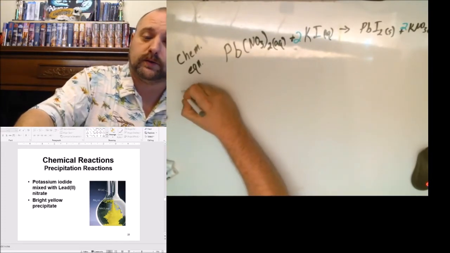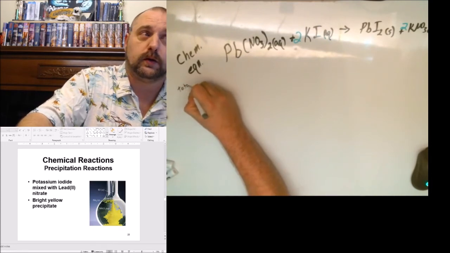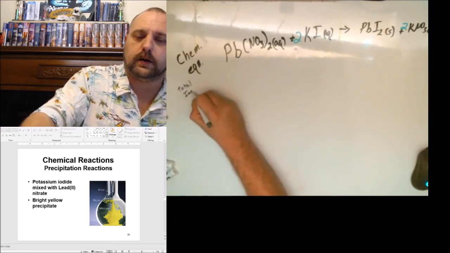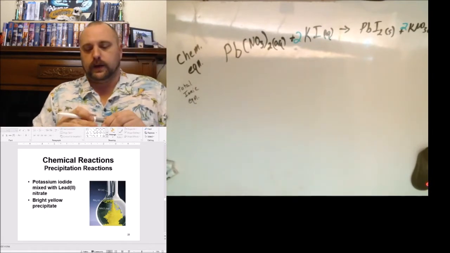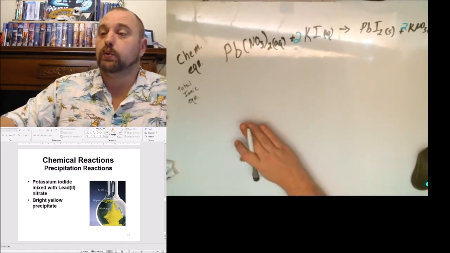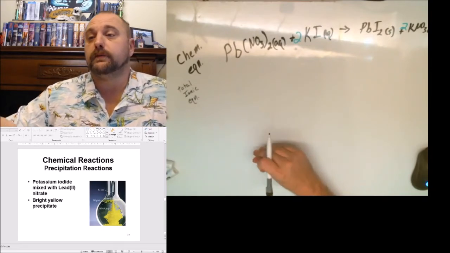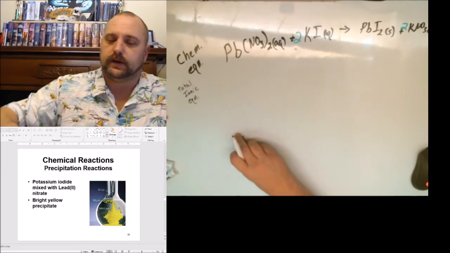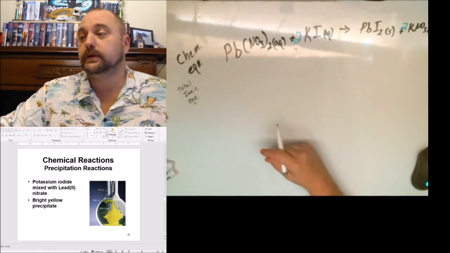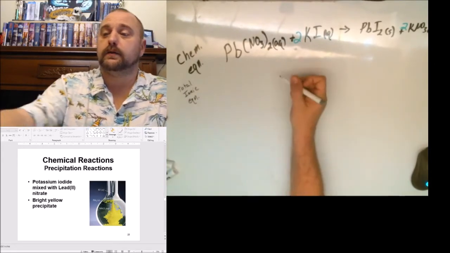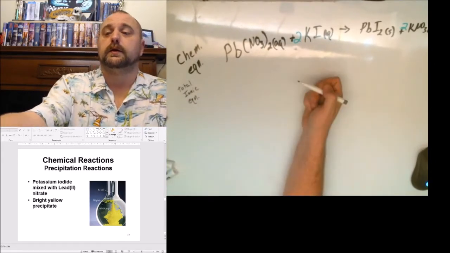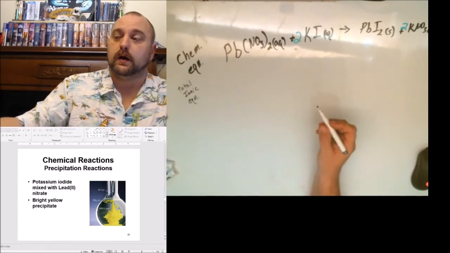So the next thing we do is called the total ionic equation. And a total ionic equation is actually quite simple. We're going to dissociate any ion that is soluble in water. If it's covalent, it stays as it is. If it's anything other than aqueous, it'll stay as it is.